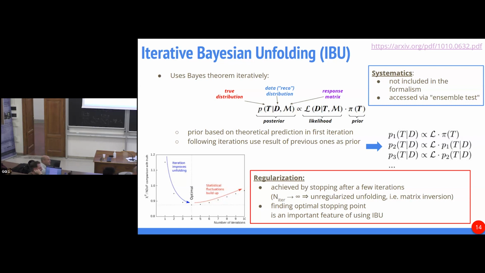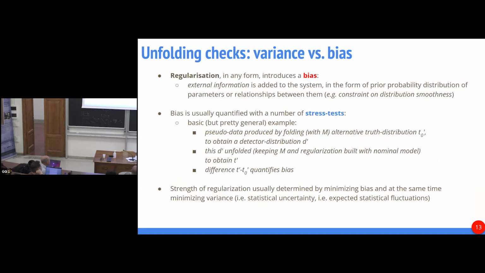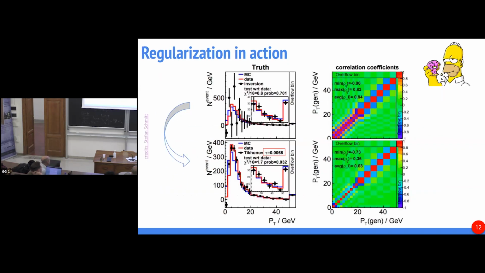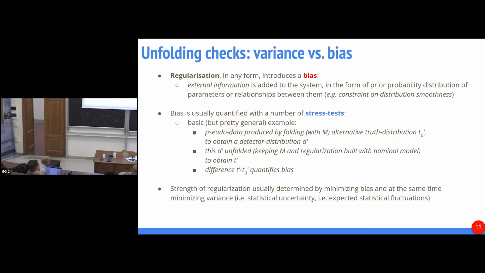To determine the optimal regularization strength value, or the regularization level, you have to do some optimization, and this optimization has as figures of merit how large your expected fluctuations are, so the variance of the result. And in parallel, you also do the stress test that I was mentioning, to make sure that the bias is not increasing too much.